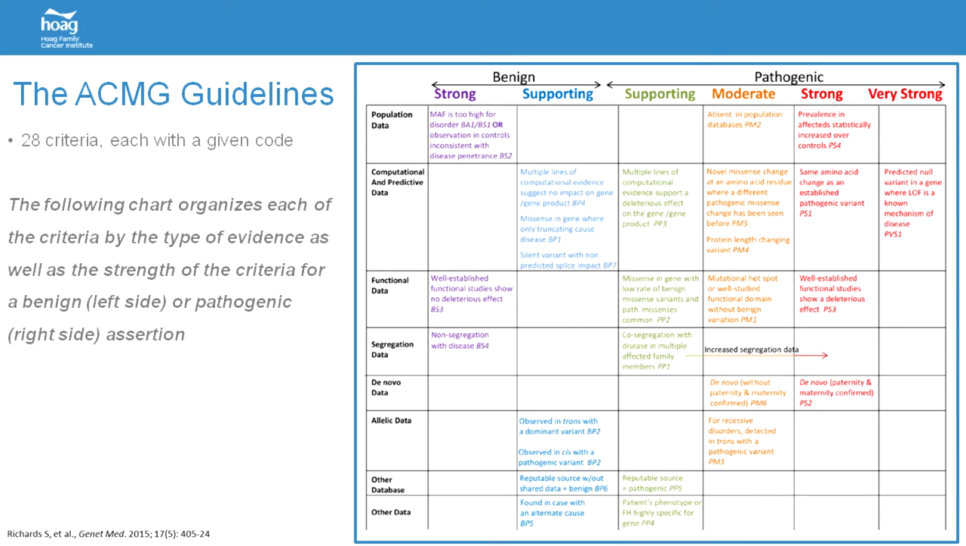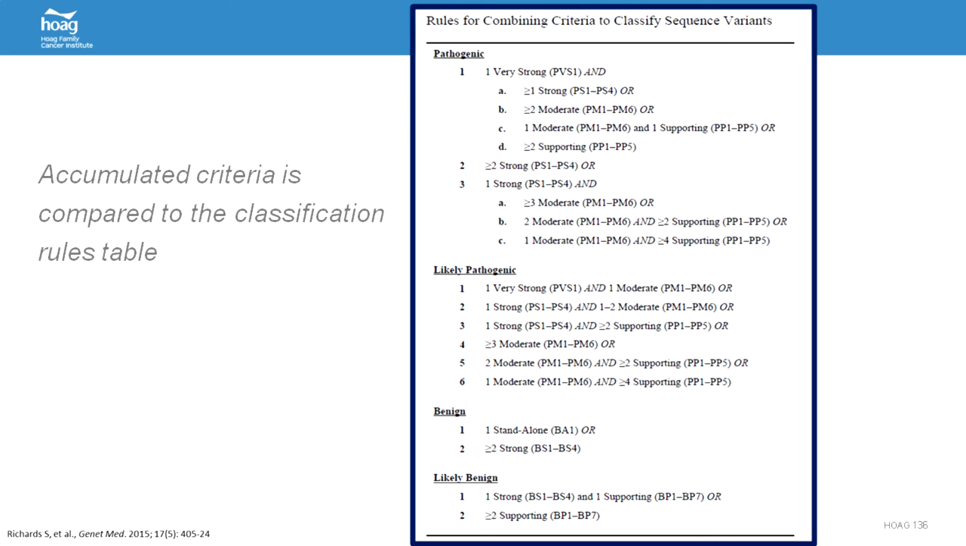This is the table that we go by when we want to analyze a variant. The ACMG guidelines provide 28 criteria. Each one of them has a code. So when we have any of these criteria for our variant, we use the code, and then we use this rule, and then we combine those codes and come up with our classification. I will have a couple examples for that.